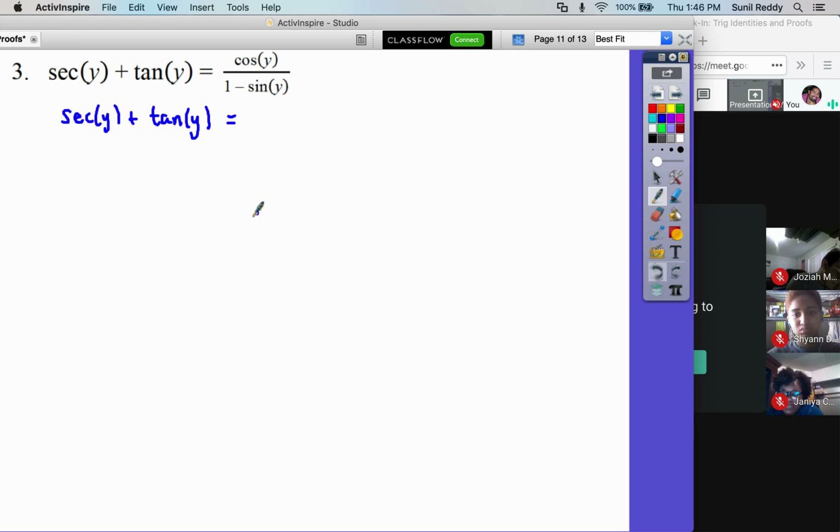So here, I'm going to find a way to write secant and tangent using only sines and cosines. So secant, I know, is the reciprocal identity for cosine. So I'm going to replace that with 1 over cosine.